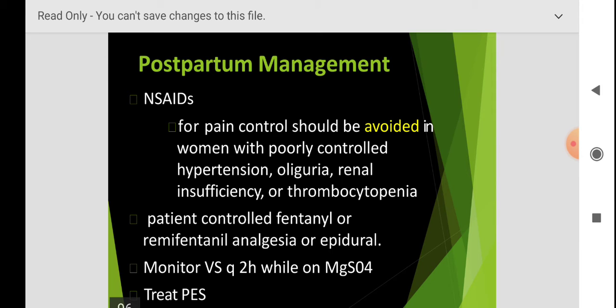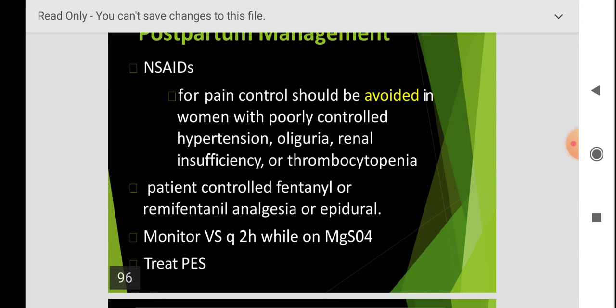Postpartum management. Now the patient delivers. After delivery, you have to monitor the BP and consider giving her certain drugs or avoid the drugs which are contraindicated. NSAIDs are usually avoided in a patient with preeclampsia. Patient-controlled fentanyl or remifentanil analgesia or epidural analgesia is considered.